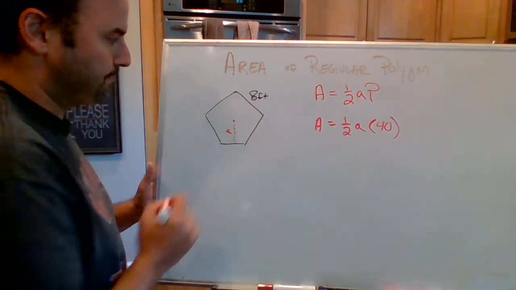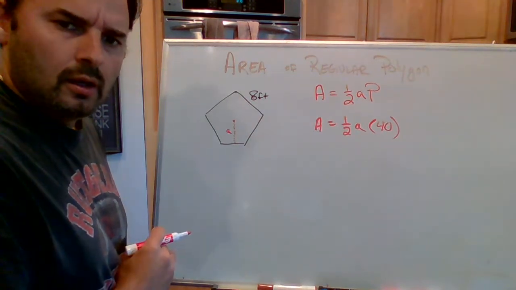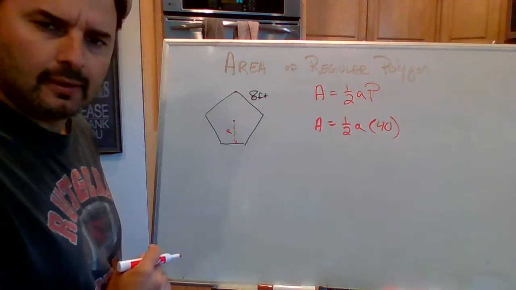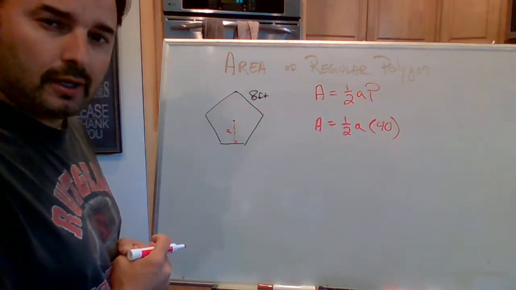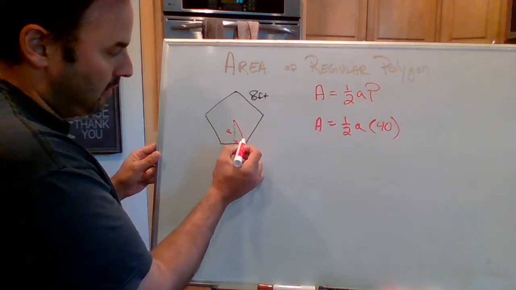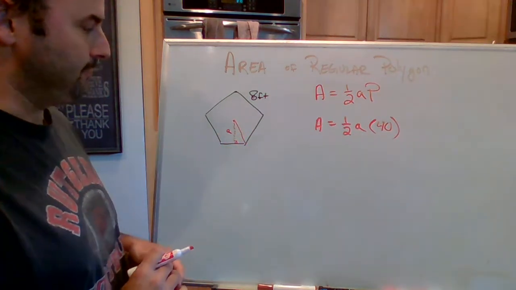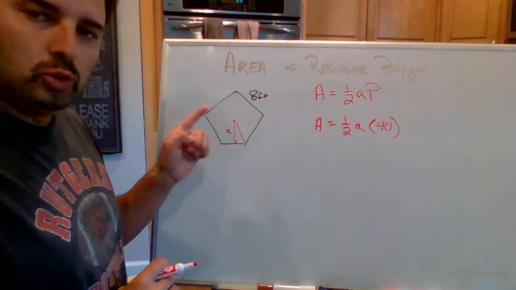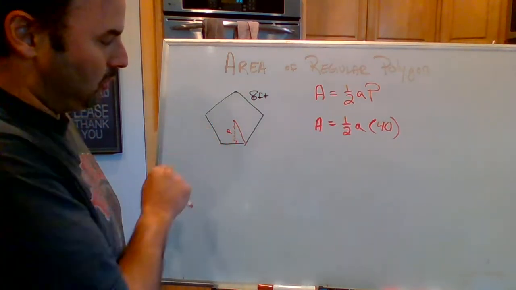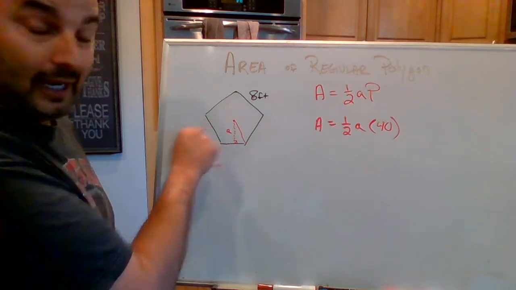That's my A. That creates a right angle. Okay? Can I make a right triangle here? Yes, I can, with the radius. Now, I'm going to use trigonometry here to find this A, apothem.